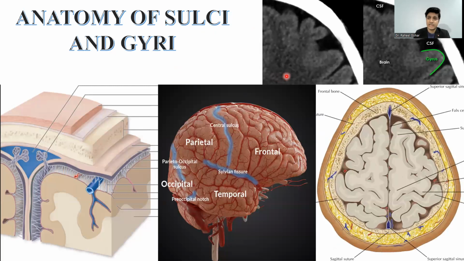Now, the anatomy of the sulci and gyri. We all know that the brain is convoluted, and these convoluted structures are known as the gyri. In between, we have the CSF spaces. As you can see, this black colored structure, these are known as the sulci.